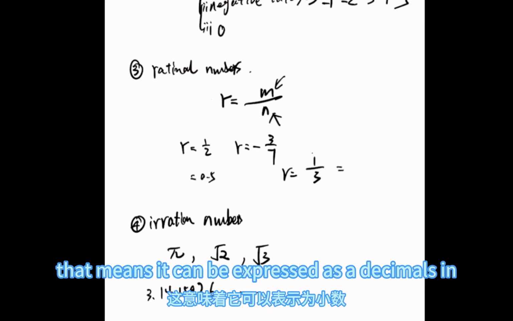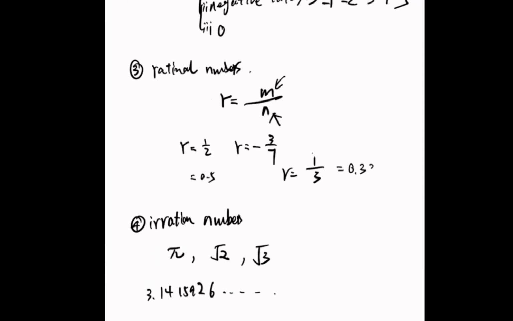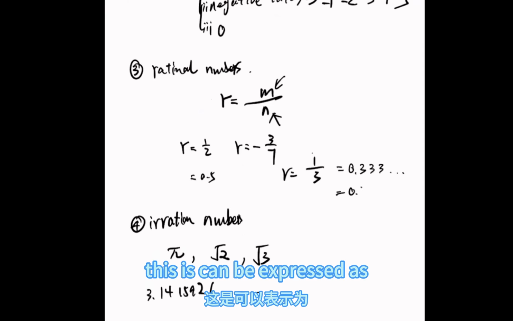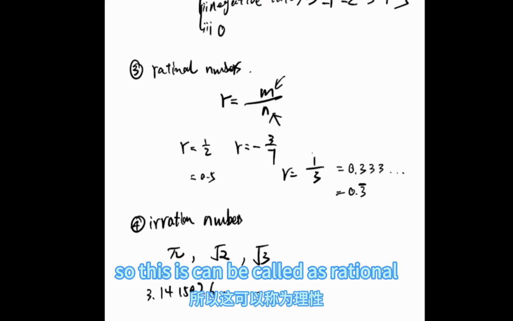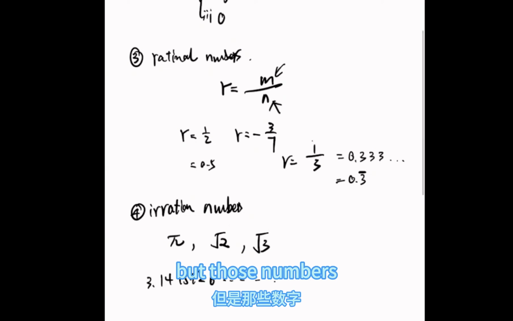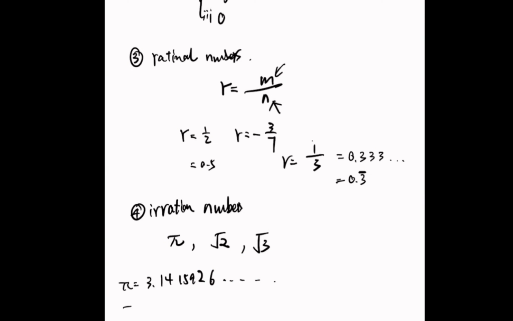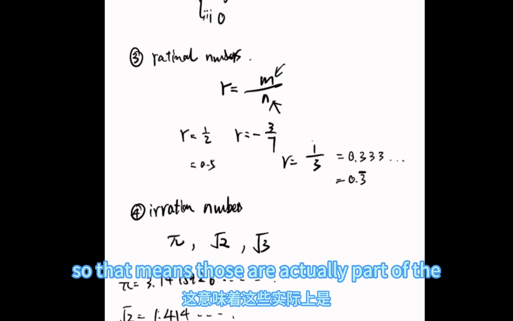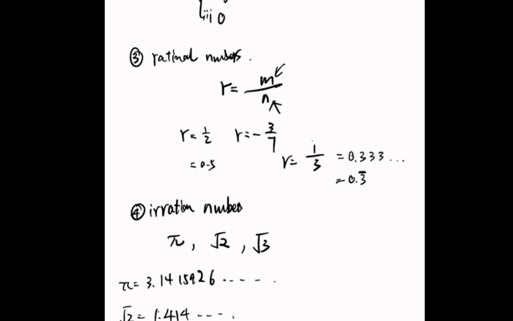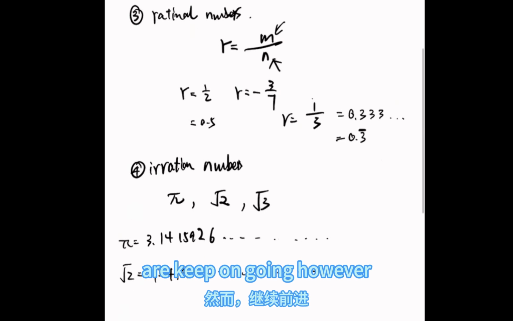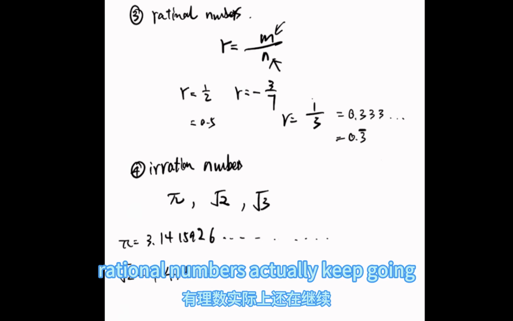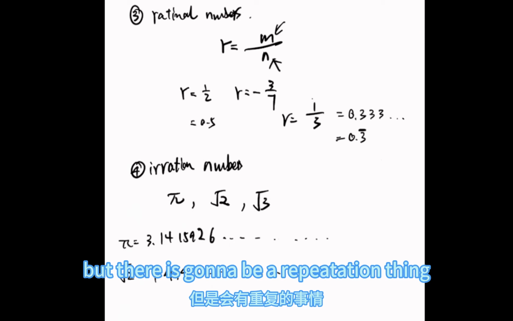That means it can be expressed as a decimal, and you just put a bar on the top, so this is called rational. But those other numbers are not repeatable, so they are part of the irrational numbers, and they keep on going. Rational numbers also keep going, but there is going to be a repetition.